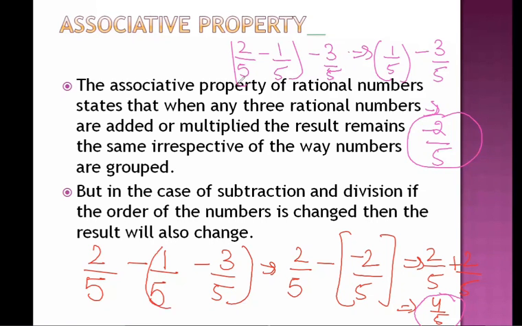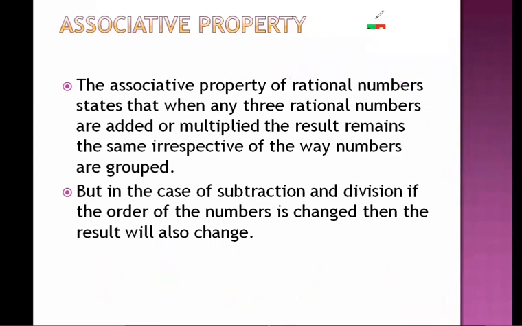एक बार मैंने 2/5 and 1/5 का ग्रुप किया तो मेरा आंसर -2/5 आया। एक बार मैंने 1/5 और 3/5 को ग्रुप किया तो मेरा आंसर क्या आया? 4/5. So this proves that in case of subtraction, when the order of the number is changed, then the result will also change. I hope this is clear to you now.